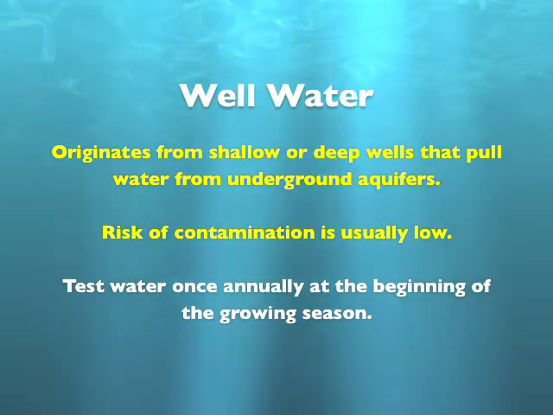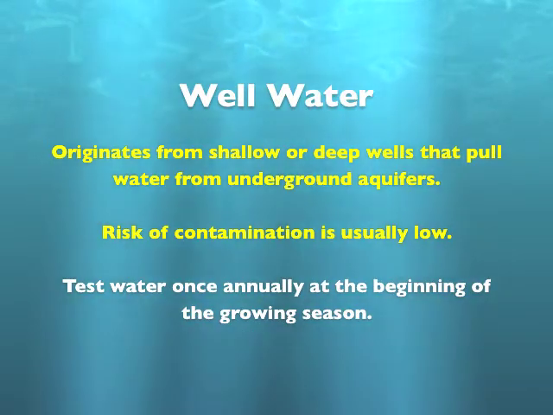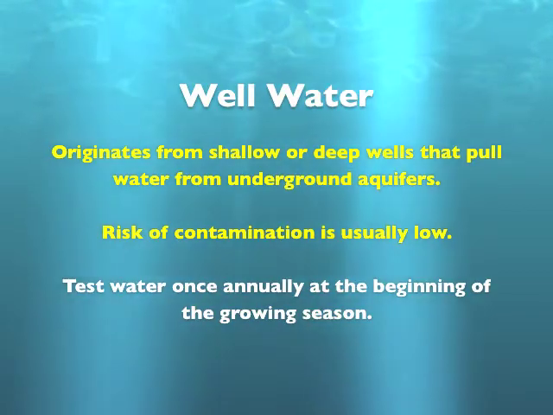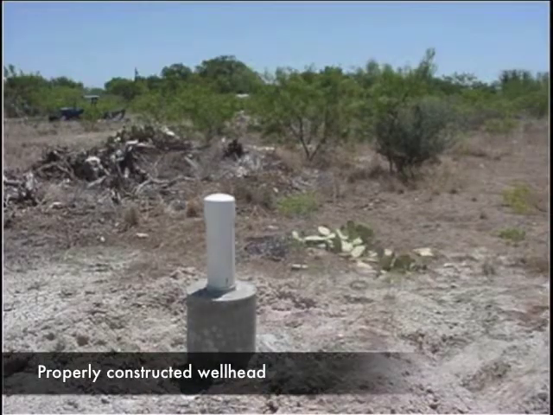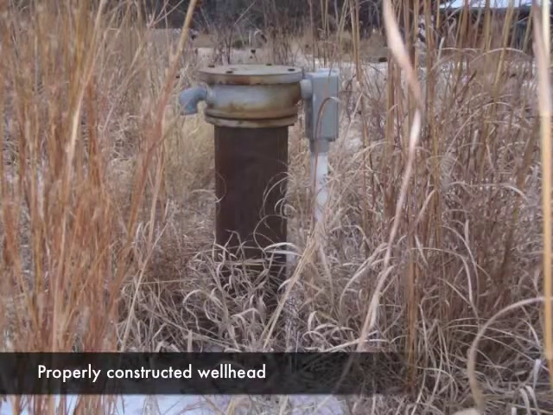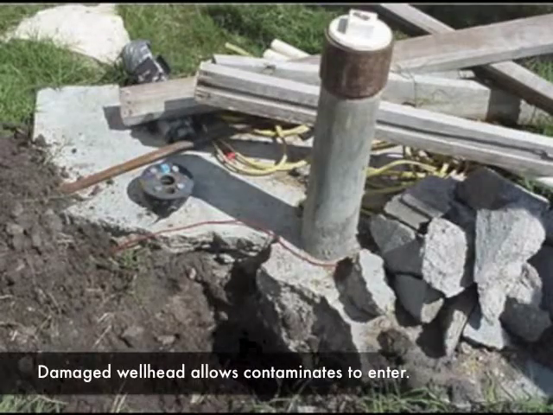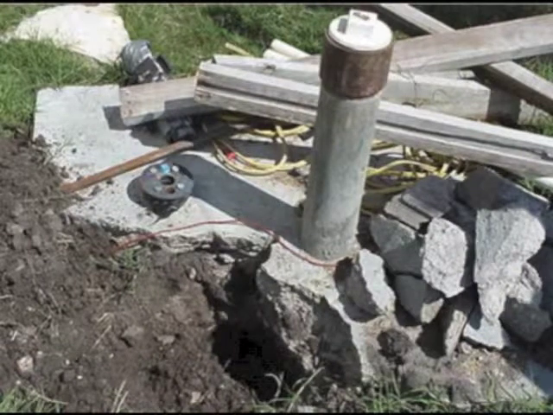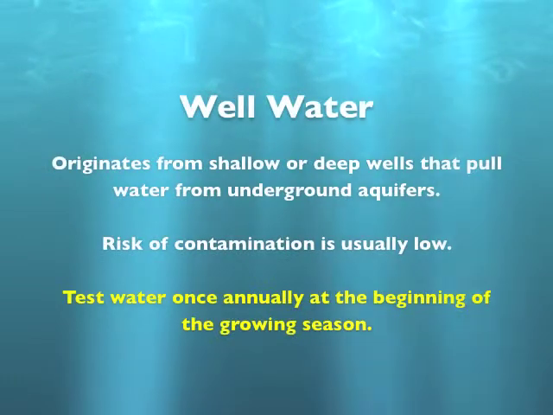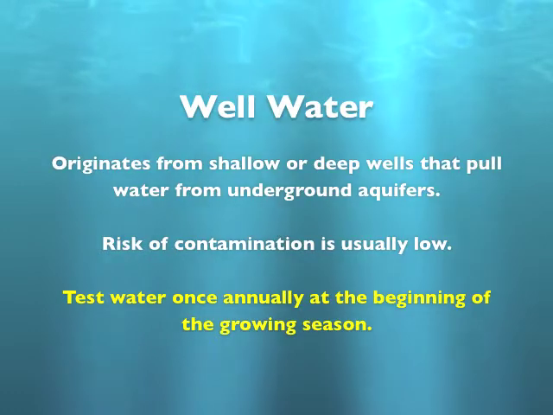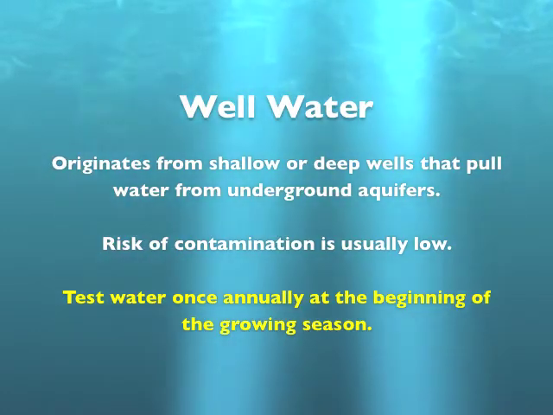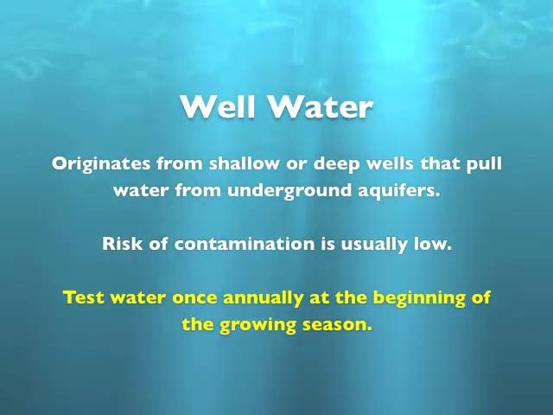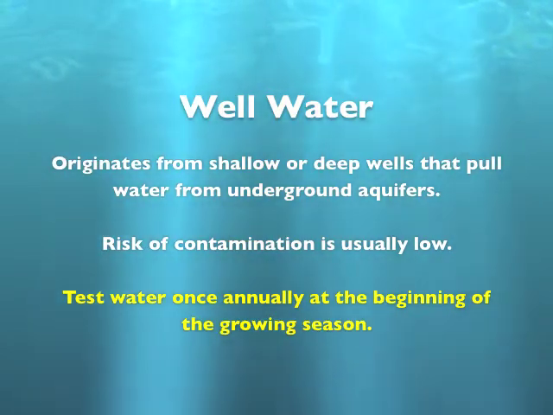Well water originates from shallow or deep wells that pull water from underground aquifers. If the well is properly constructed and maintained so that livestock and manure are excluded from the well recharge and pumping area, then the risk of contamination is usually low. Fertilizers and pesticides applied to the well field or the recharge area should also be applied properly to avoid contaminating groundwater. Well water should be tested once a year at the beginning of the growing season. Extra testing is warranted anytime an old well is brought back into service, any part of an existing well system is repaired, or following flooding.